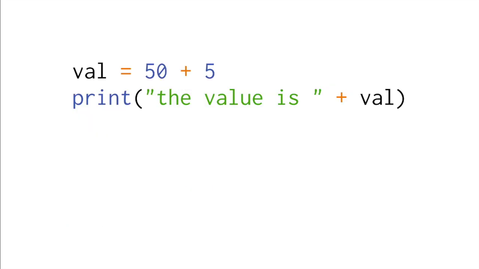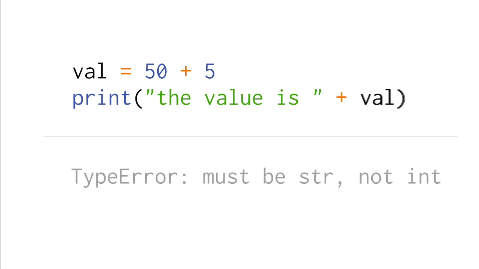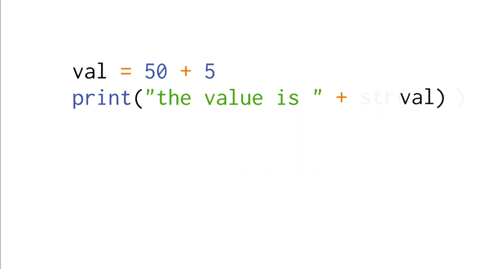So for example, let's take the following relatively simple code, which creates val, which is an integer with value 55, and then we print out "the value is" plus val. If I try to run this, then I would get a type error because I'm trying to add this string to this integer. To solve that, what I would do is I would cast val as a string by calling the str method on it.